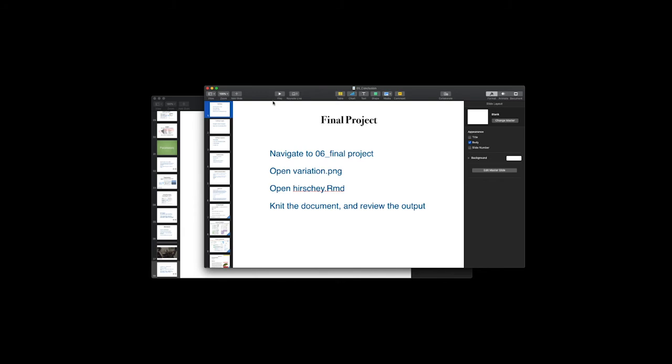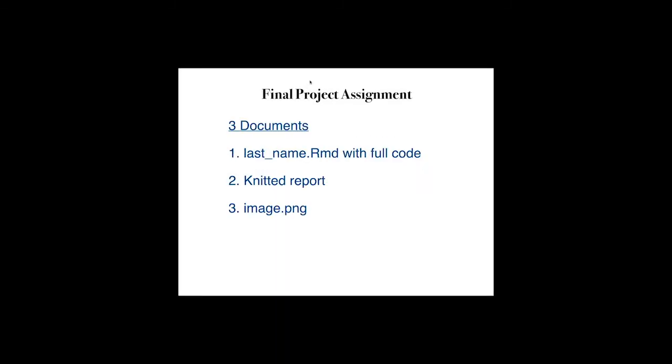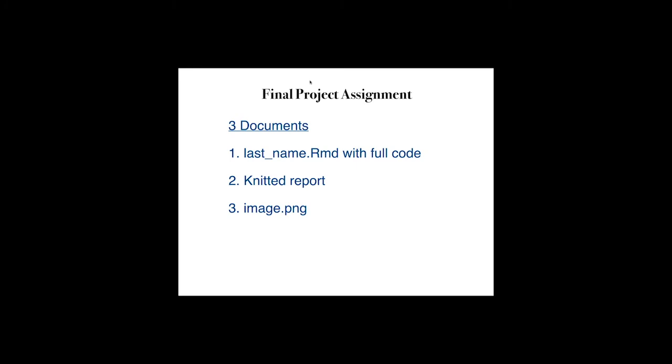All right. Now, there's a couple of parting thoughts, okay? Now, what you should do for your final project, you can look at the final project directory. It has a template. You can use that if you would like. So your final project assignment should have three parts. One is going to be an rmarkdown document, just last name, rmarkdown document with the full code. A knitted report, you can save that as an HTML or PDF, it doesn't matter, it's up to you, but I want you to knit it so that you can then look at your knitted report compared to the code. And then also output some PNG or some image file type of your final image.